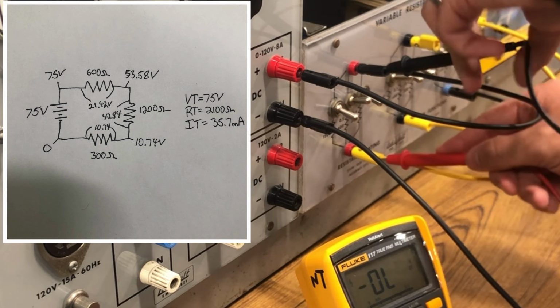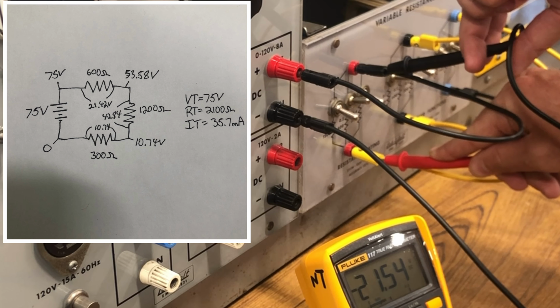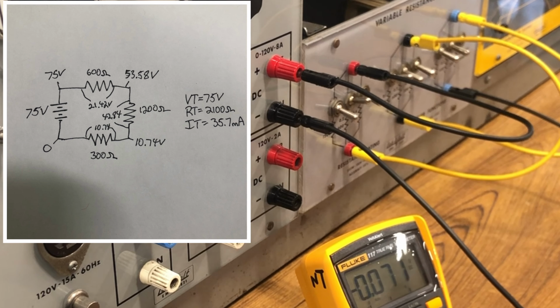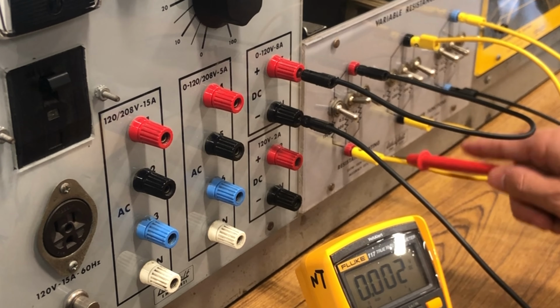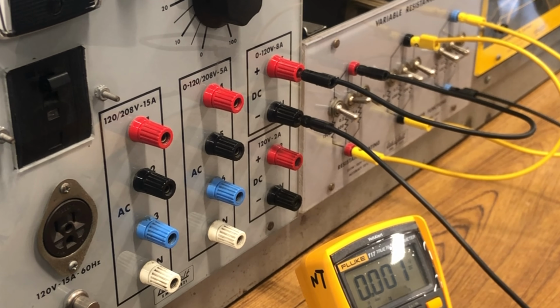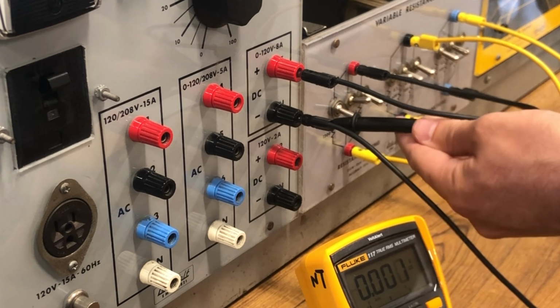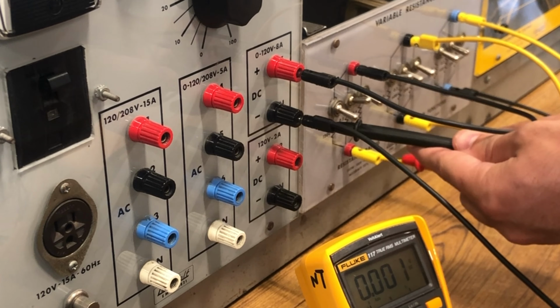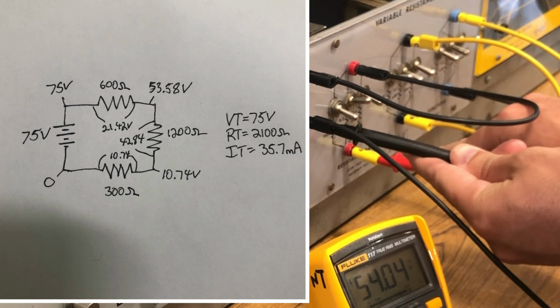So if I measure across it, 21.57. See that? Okay. One thing also, what did we say the voltage will be on this side? 53.58. Okay, so if we measure from 0 to here, it should read about that much. Let's see if it does. Yep, see that? That is cool.